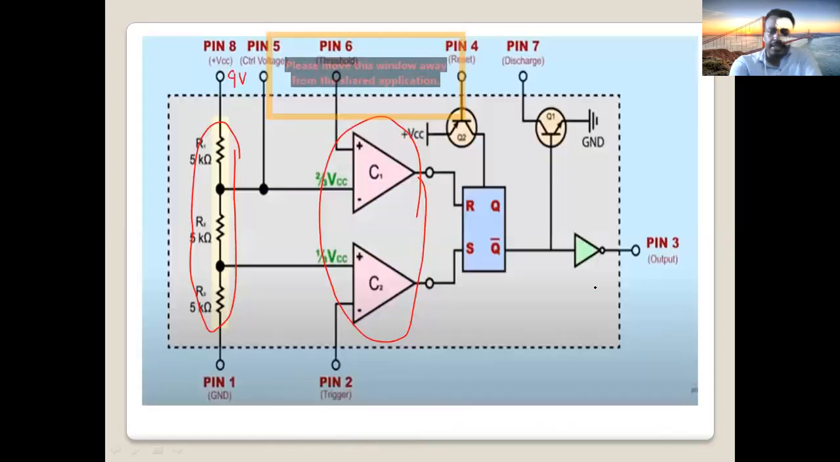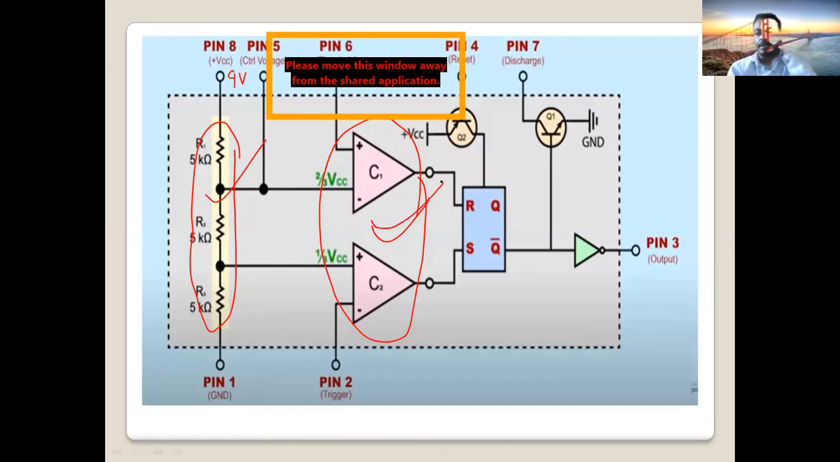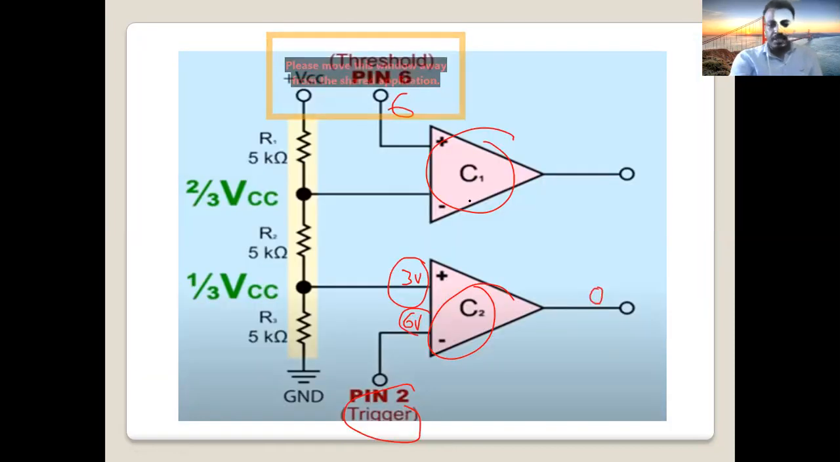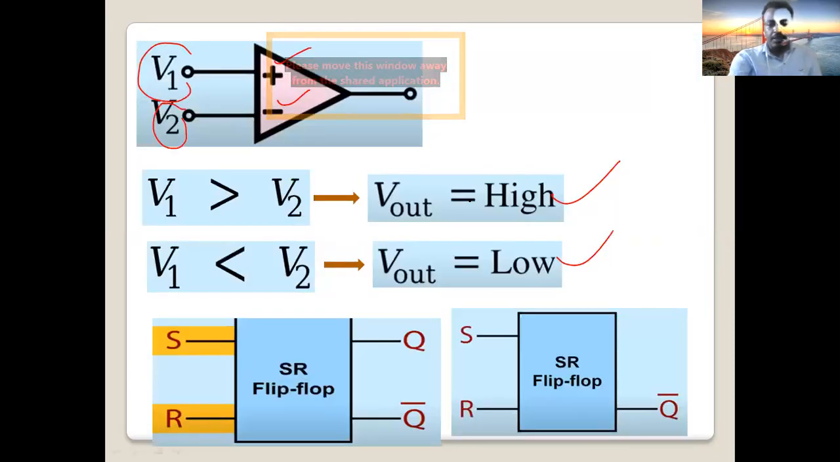That is the second part in our system, which is called the comparator. What is the first part? Voltage divider. Second part, comparators. Two comparators. How many outputs? Two outputs. Okay. Then, what is the next?